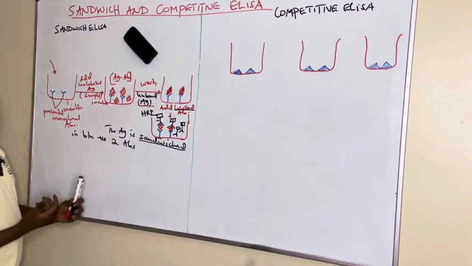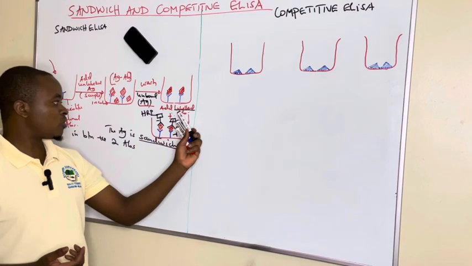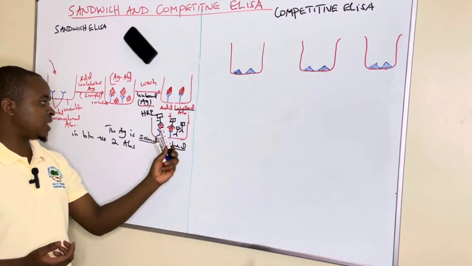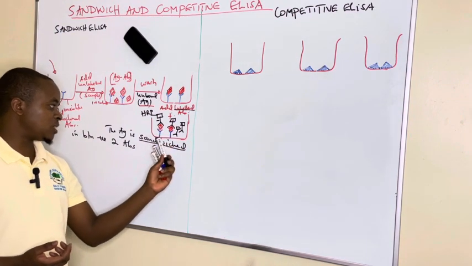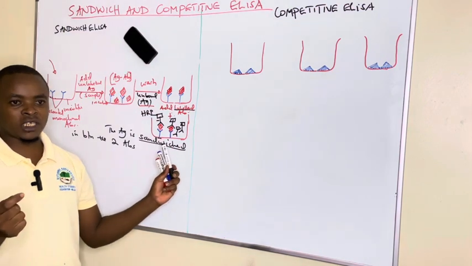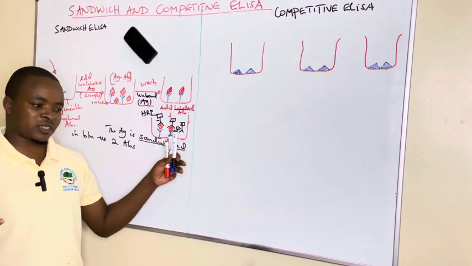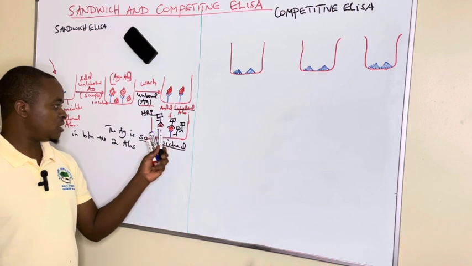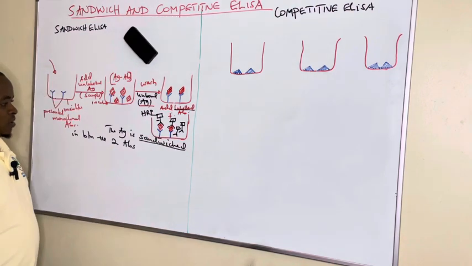So on addition of the enzyme-linked monoclonal antibody, if the sample contained antigens that are specific to the paratopes of the pre-coated antibody, we see them sandwiching the antigen in between the two antibodies.